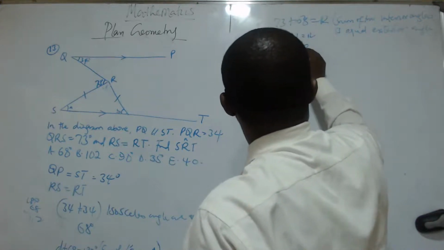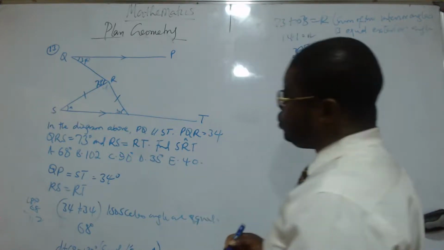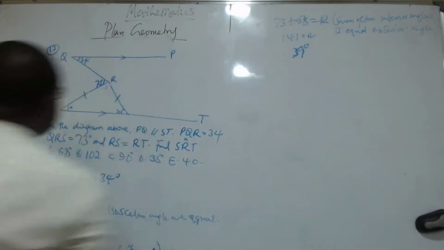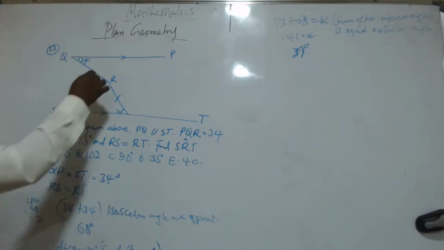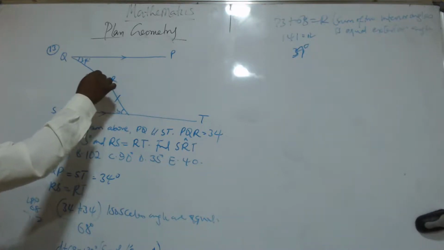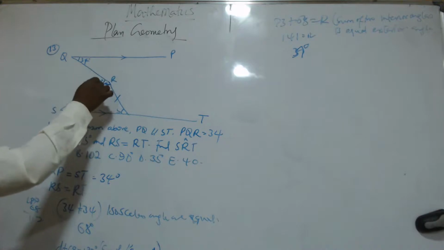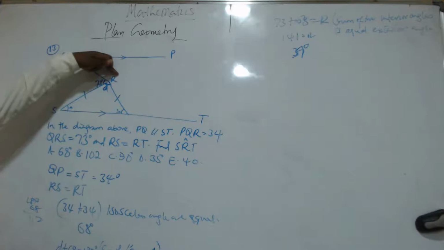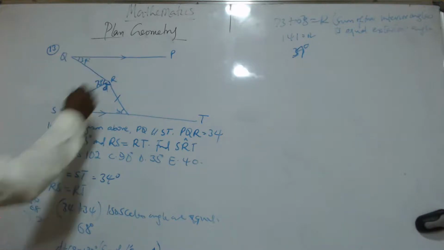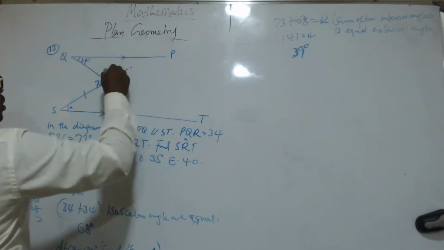We're going to have 39 degrees, which will be the size of this angle that we are not given. That is when we extend this one, this angle here now, given to be this, because of how this angle will form.